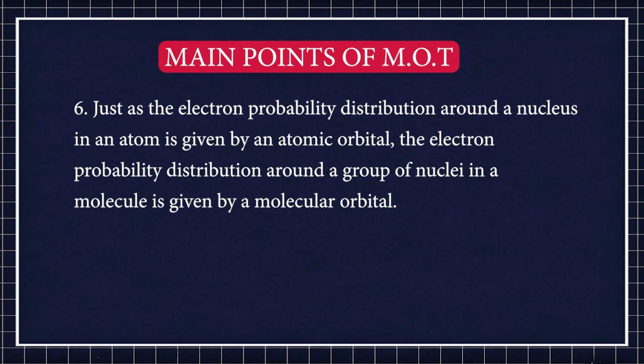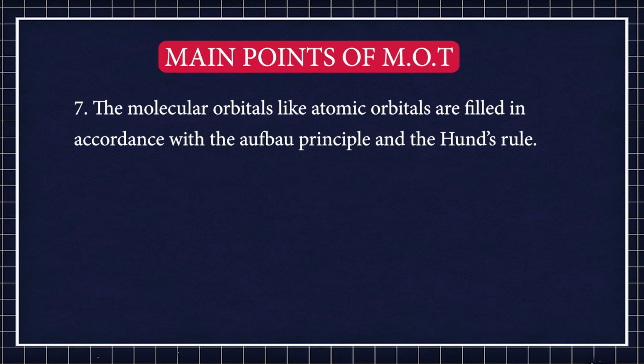Sixth, just as the electron probability distribution around a nucleus in an atom is given by an atomic orbital, the electron probability distribution around a group of nuclei in a molecule is given by a molecular orbital. Dear children, the seventh point is that molecular orbitals, like atomic orbitals, are filled in accordance with the aufbau principle, obeying Pauli's exclusion principle and Hund's rule.